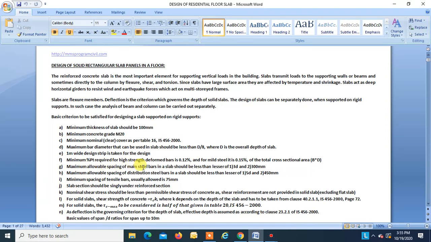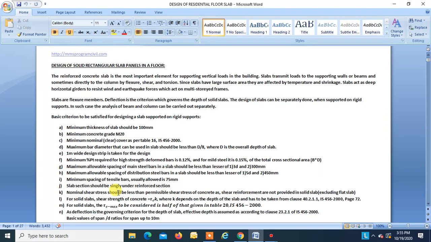Maximum allowable spacing for main steel bars in slab should be less than the lesser of 3 times the effective depth or 300 mm. Maximum allowable spacing for distribution steel bars in slab should be less than the lesser of 5 times the effective depth or 450 mm. Minimum spacing of the tensile bar usually allowed is 75 mm. Slab section should be a singly under-reinforced section.